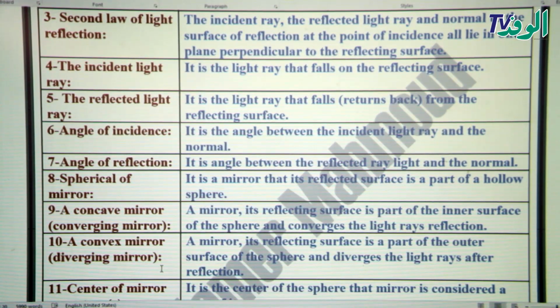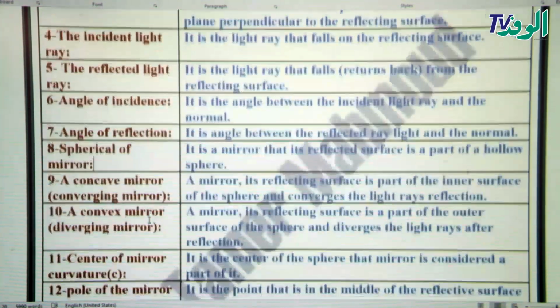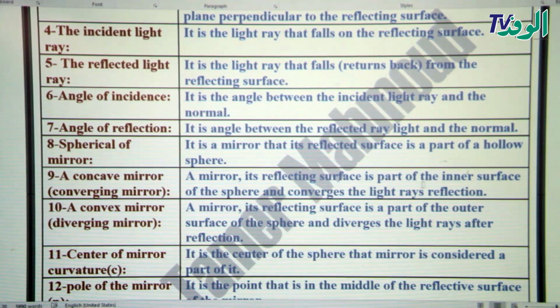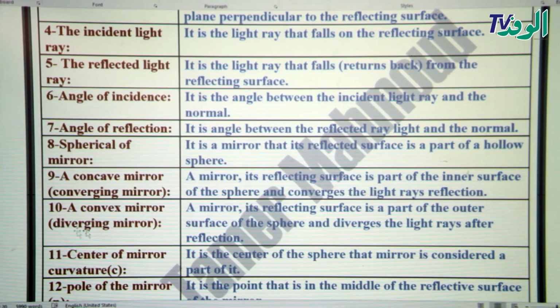Another definition. What's meant by the spherical mirror? It is a mirror whose reflecting surface is a part of a hollow sphere. Number 9, the concave mirror. What's meant by the concave mirror? It is a mirror whose reflecting surface is a part of the inner surface of the sphere, and it converges the reflected light rays.